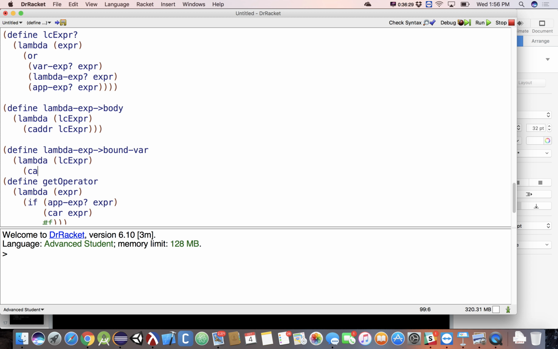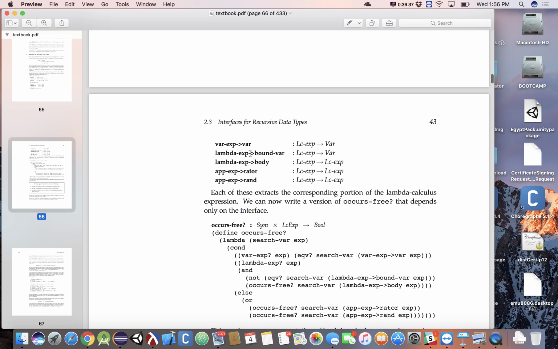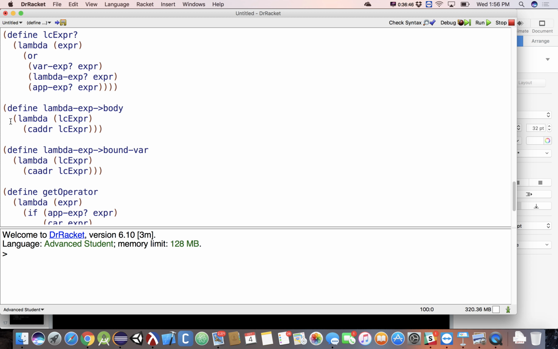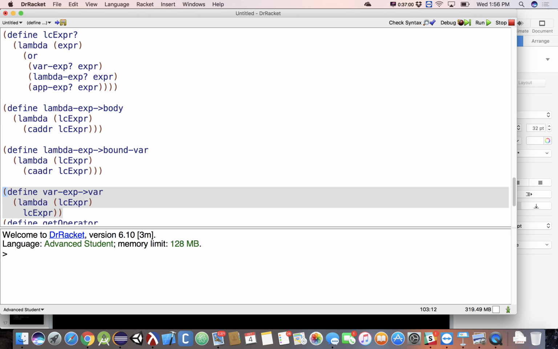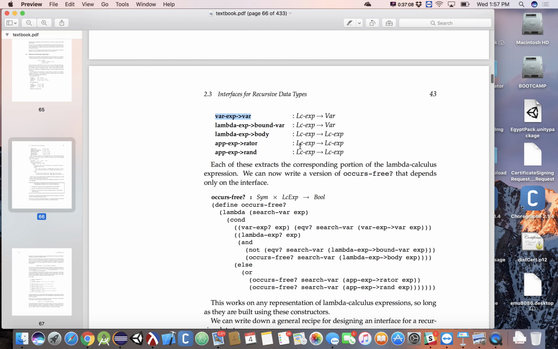All right, so CAADR LC expression. So that's that observer. We'll write that one real quick just for completeness. Define that guy to be a lambda that takes an LC expression and returns an LC expression. Make sense? Okay.